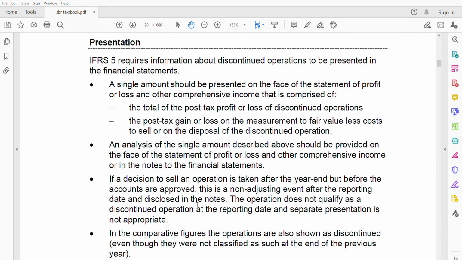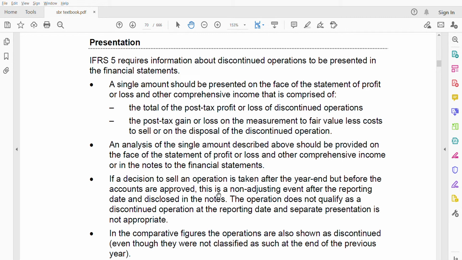This operation does not qualify as a discontinued operation at the reporting date, and separate presentation is not appropriate. So separate presentation is only appropriate, remember, if it's a discontinued operation, otherwise it's not required. Because this operation, if after 12 months you want to sell the operation, it's not taken as a discontinued operation at the reporting date. Because it's falling in the next year, no? After the year end. It's not in the reporting date. So you just disclose it in the notes. Okay, it's a non-adjusting event.